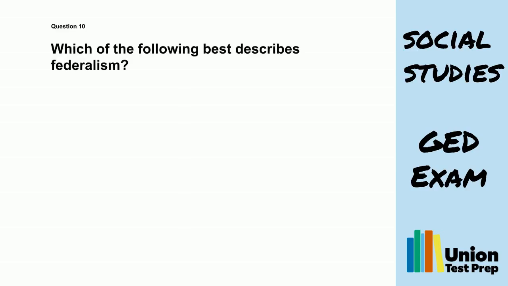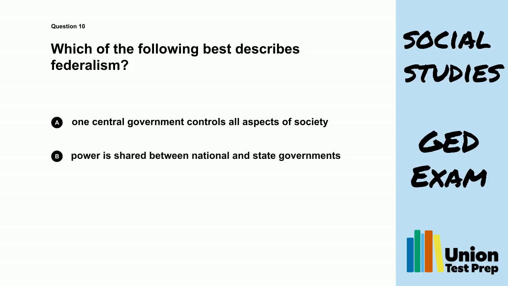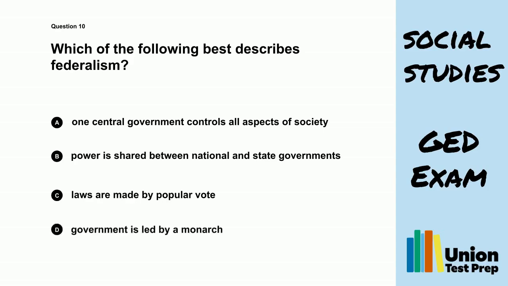Question 10. Which of the following best describes federalism? A. One central government controls all aspects of society. B. Power is shared between national and state governments. C. Laws are made by popular vote. D. Government is led by a monarch.